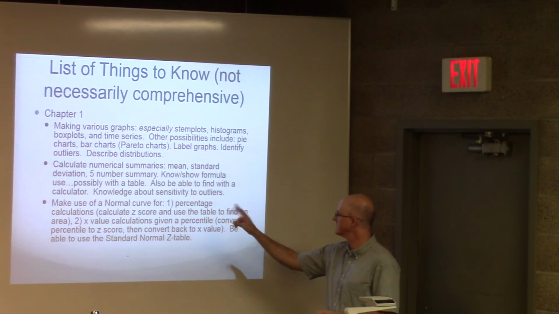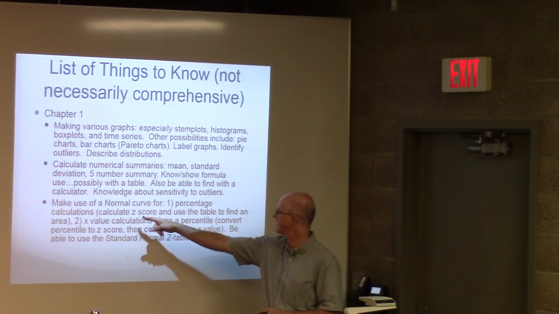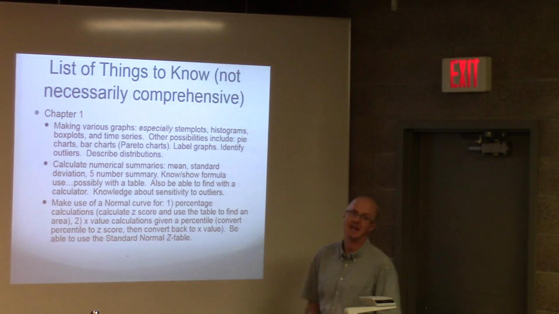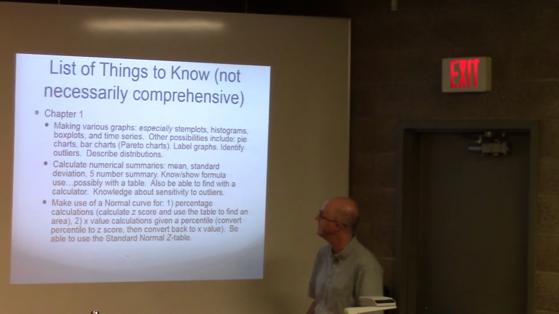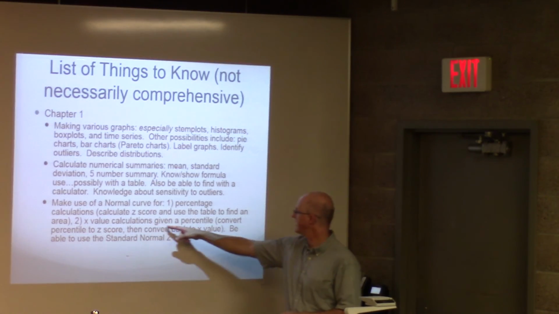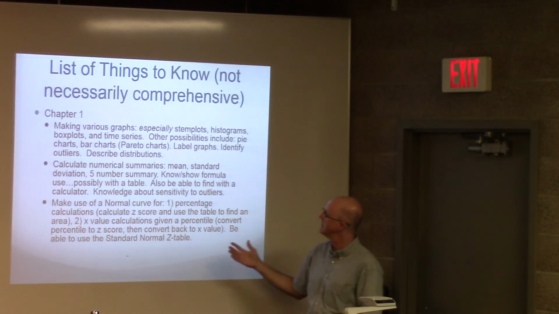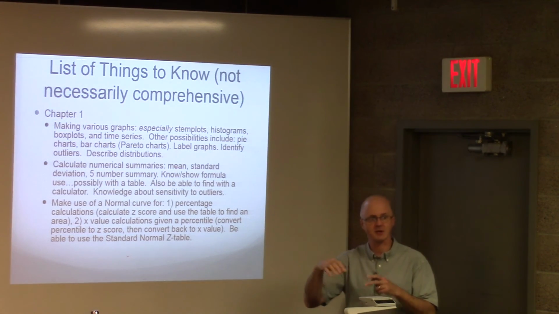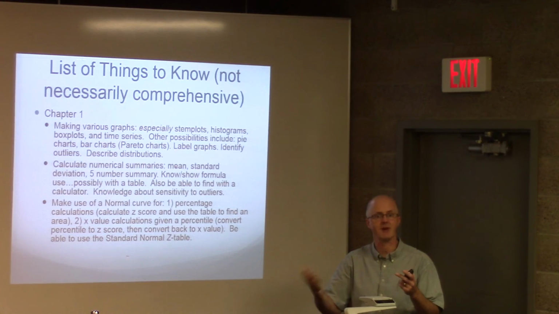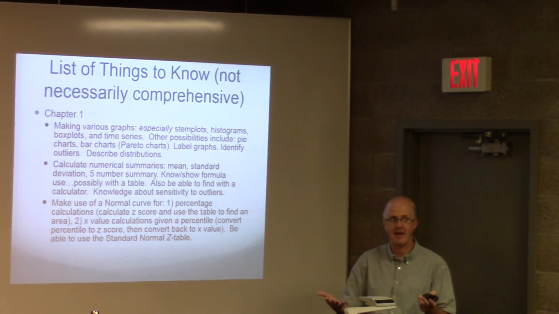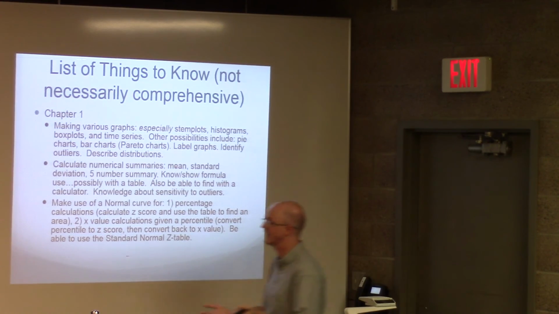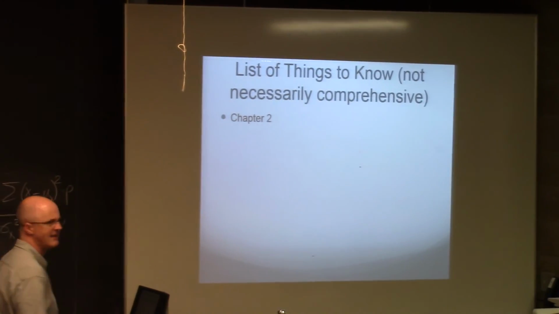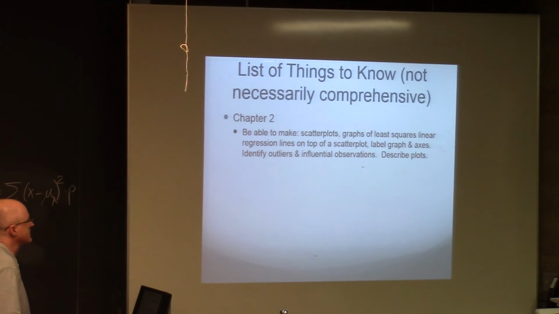Making use of normal curves in 2 ways. Percentage calculations: calculate the z-score and use the table to find an area, which will correspond to a percentage, and in chapter 4 corresponds to a probability. X-value calculations given a percentile: in other words, use the table first, backwards, to find the z-score, and then undo the equation for the z-score to find x. We have done that before. Okay? And there's the 68, 95, 99.7 rule as well.